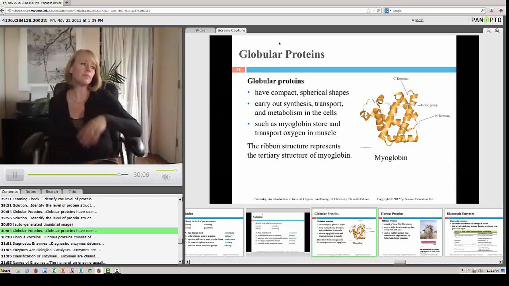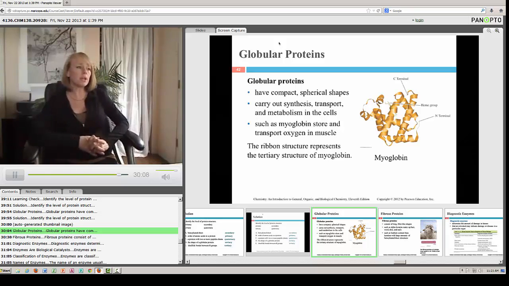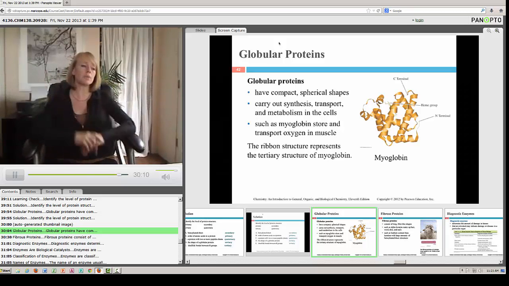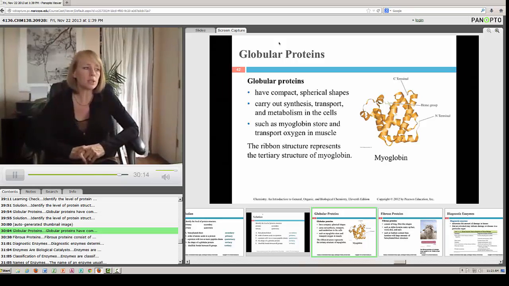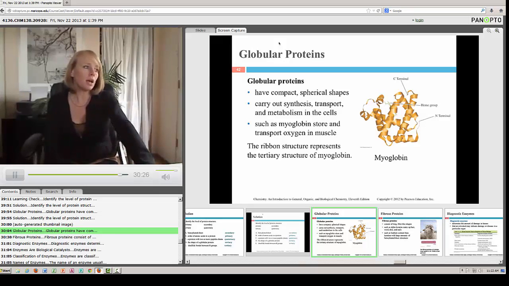Fibrous proteins, on the other hand, will be long fiber-like shapes where proteins build. Those triple helixes that we discussed earlier would be an example of where fibrous proteins sort of are in their secondary structure. So alpha keratin is an example of a common type of fibrous protein.